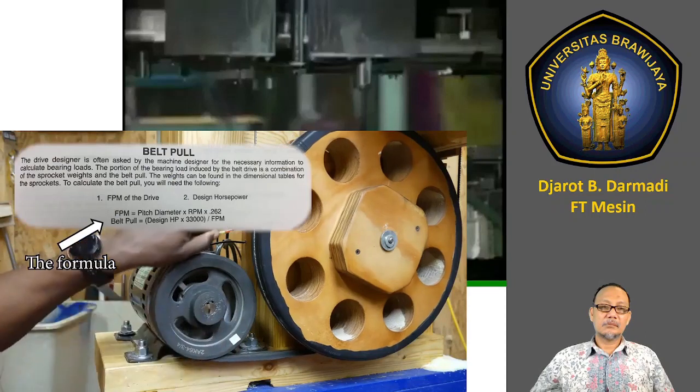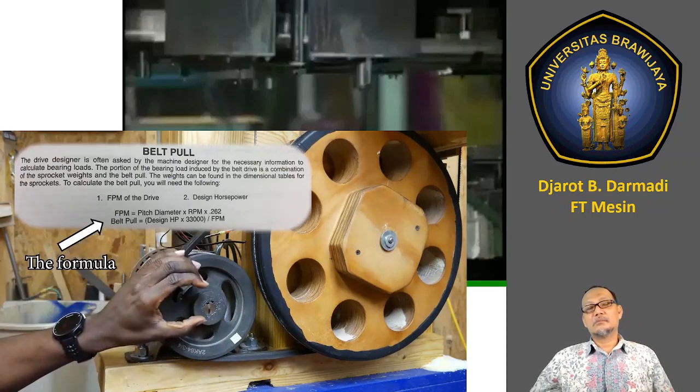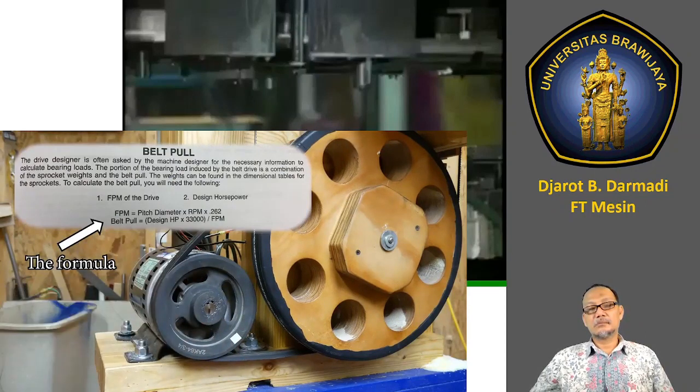And it's the same thing for your V-belt. As the pulley gets smaller, it has to work harder to deliver the same horsepower.